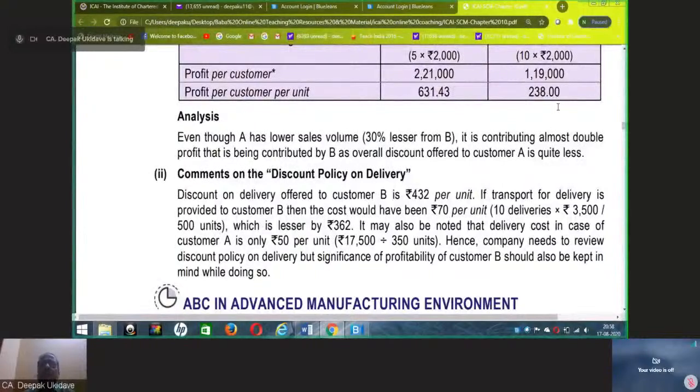Use always in the case study analysis the word may, M-A-Y. Company may review the discount policy on delivery, right? May review. It may reduce. We are not saying discontinue. 8% से आप 5% भी ला सकते हो, right? That is also out. Let management take the call.